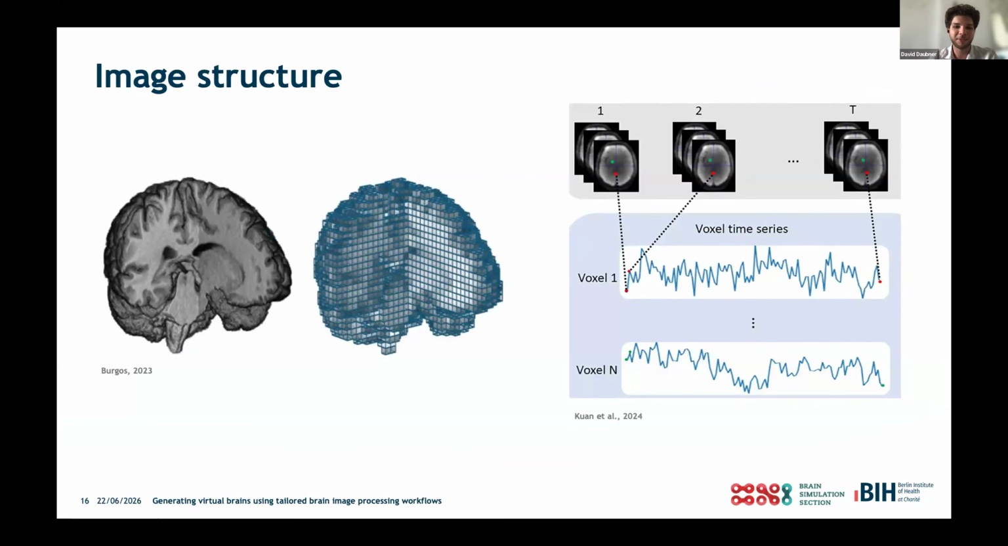So the space inside the scanner can be divided into voxels, which is basically the 3D version of pixels. So these little cubes you can see in the right brain. And the way we acquire MRI signal is that for each of these voxels inside the scanner, we have one signal intensity value. The resulting image is therefore either a 3D matrix for structural images or a 4D matrix for functional images, where we get one 3D matrix for each time point in the time series.